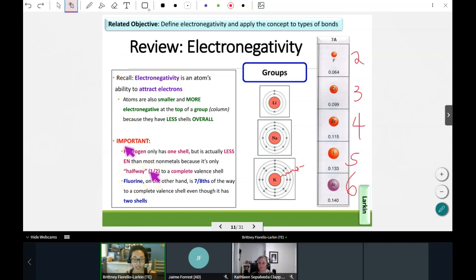Now, the exception here is hydrogen. Hydrogen, you'll know, is the smallest atom on the periodic table, but it is not the most electronegative. And the reason has to do with the shell that hydrogen has. So take a look at lithium, sodium, and potassium. Take a look at their smallest shell. That smallest shell does not fit 8 electrons.